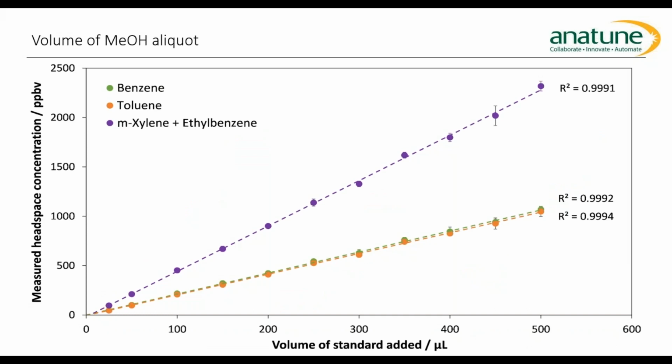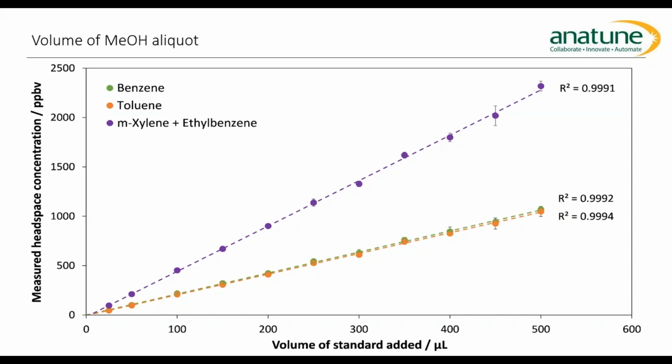Now, as you recall from that first schematic of how the method works, once we've extracted the BTEX from the methanol from the soil, we take an aliquot of that methanol out and spike it into water, and then generate a headspace and measure the BTEX headspace after that. The standard method asks for 250 microliters of methanol to be added to the system.